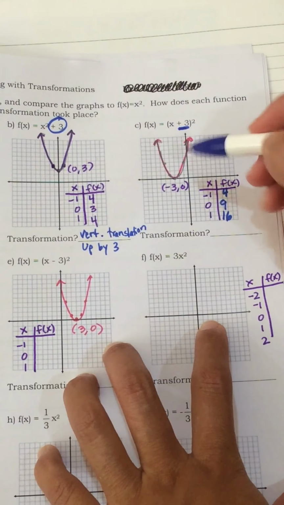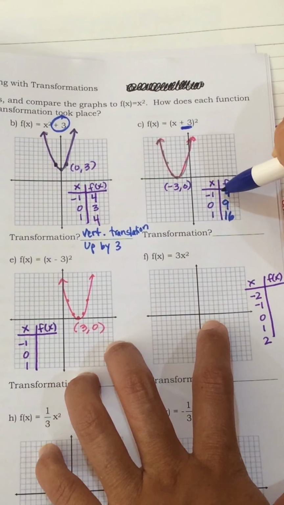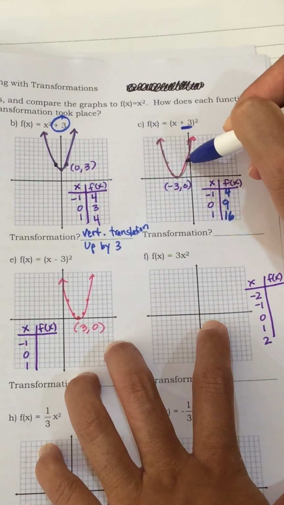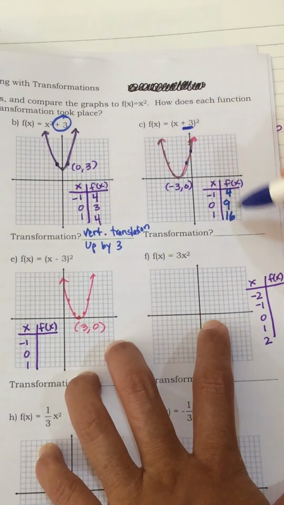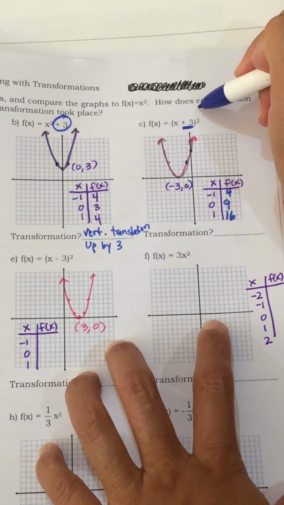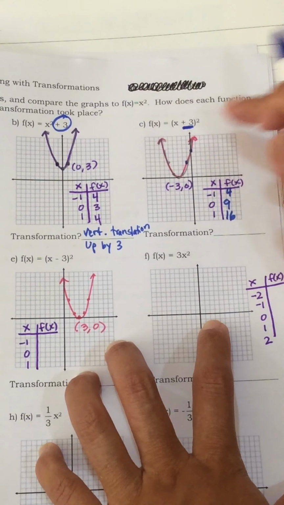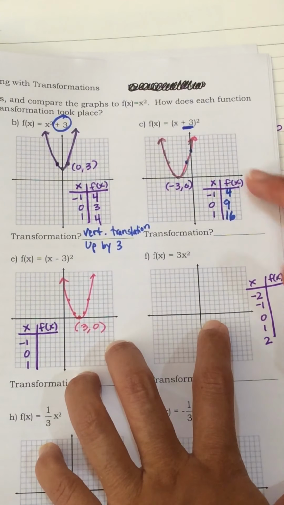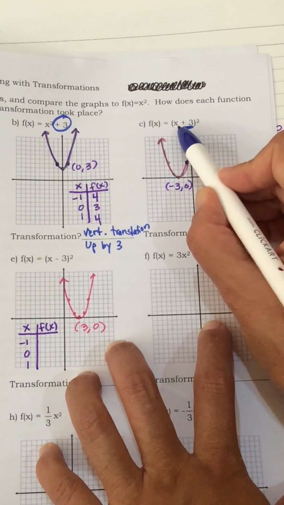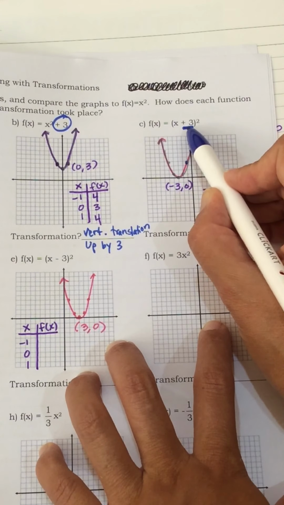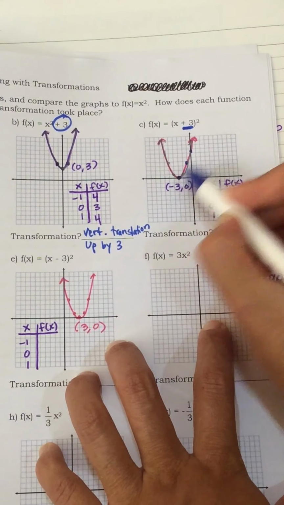So let's check these. Let's start with -1. At -1, I'm at 4. Yep. At 0, I'm at 9. Yeah, somewhere up here. And at 1, I'm at 16, somewhere off the graph. I graphed these for time, but really you could make this table on your own and then graph it. And I can also check if I plug in -3, -3 plus 3, that's 0. 0 squared is 0. That's where the new vertex is.